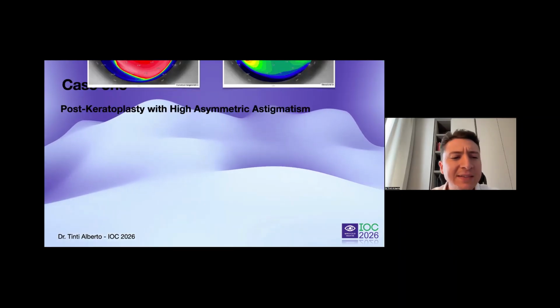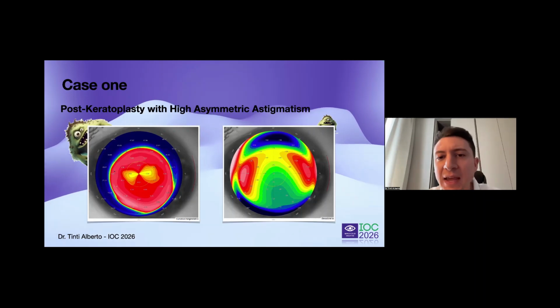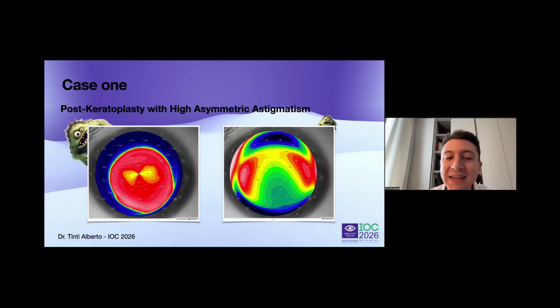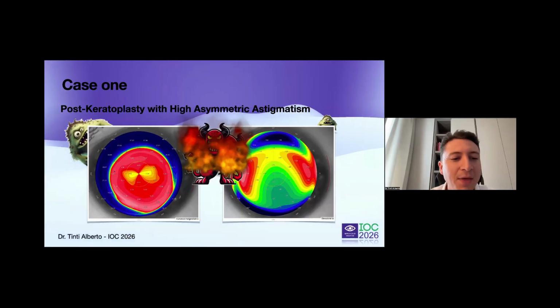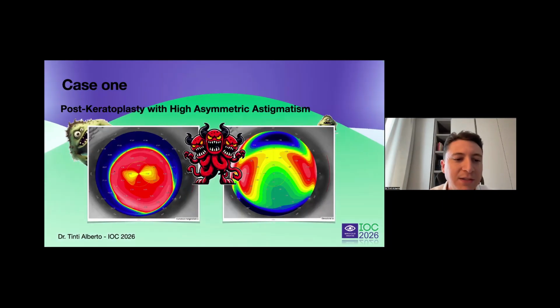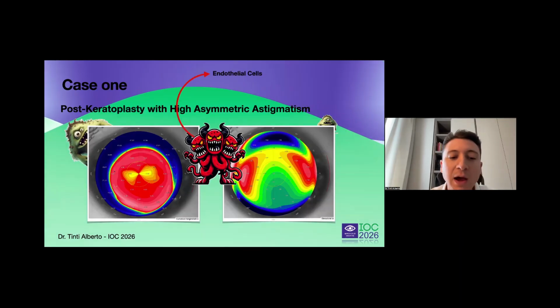Let's take a closer look at the first case. This is a corneal topography, and as you can see, it's pretty irregular. In a situation like this, we're not dealing with just one problem. So I would like to introduce to you the three-headed monsters of post-keratoplasty fitting. The first head of the monster is related to endothelial cells, and we'll see why.